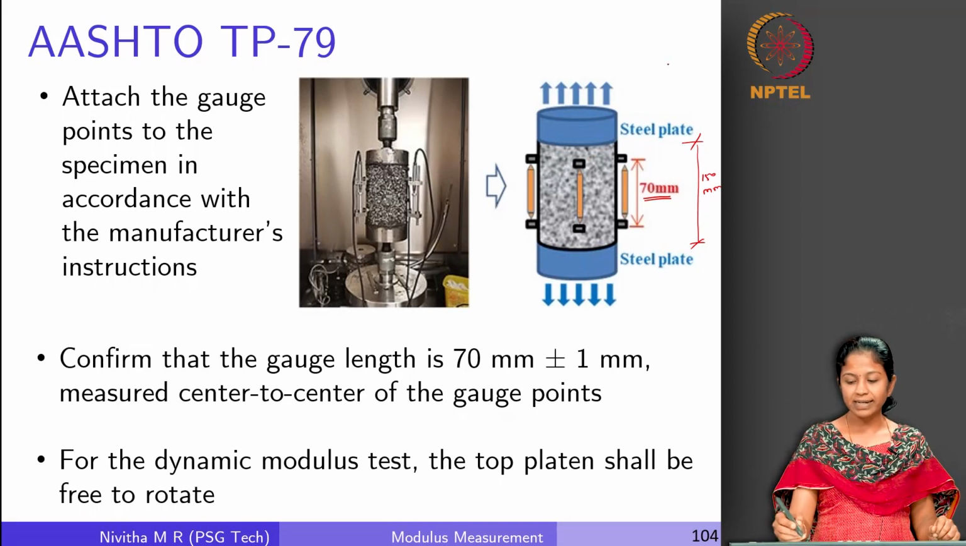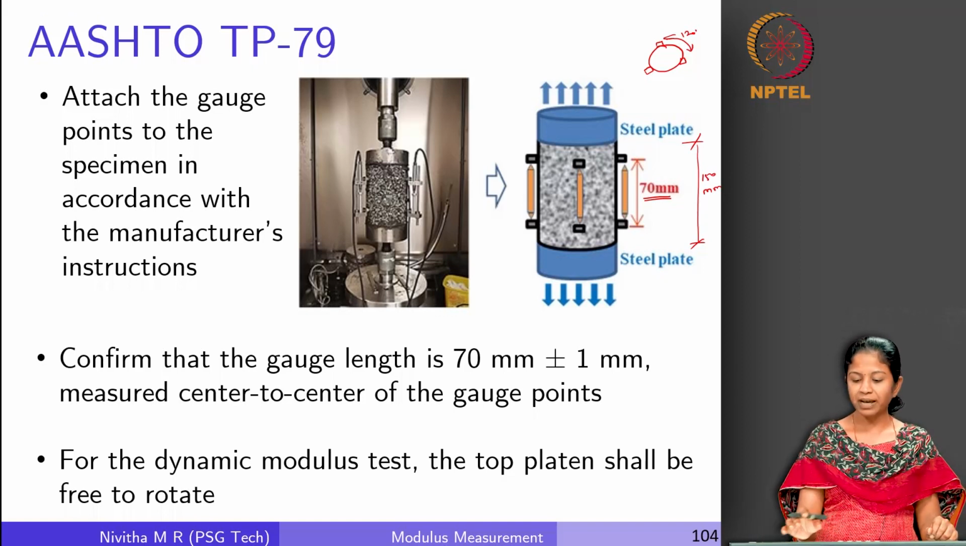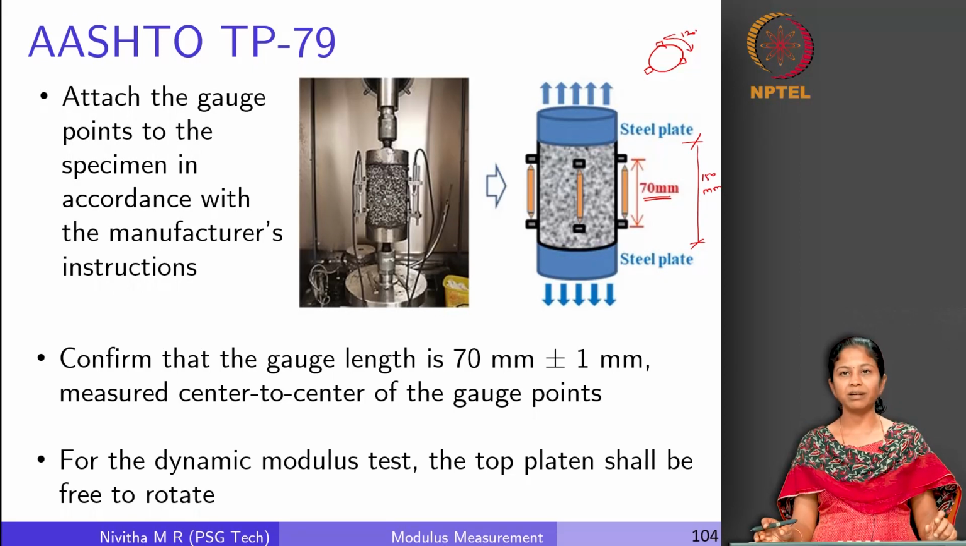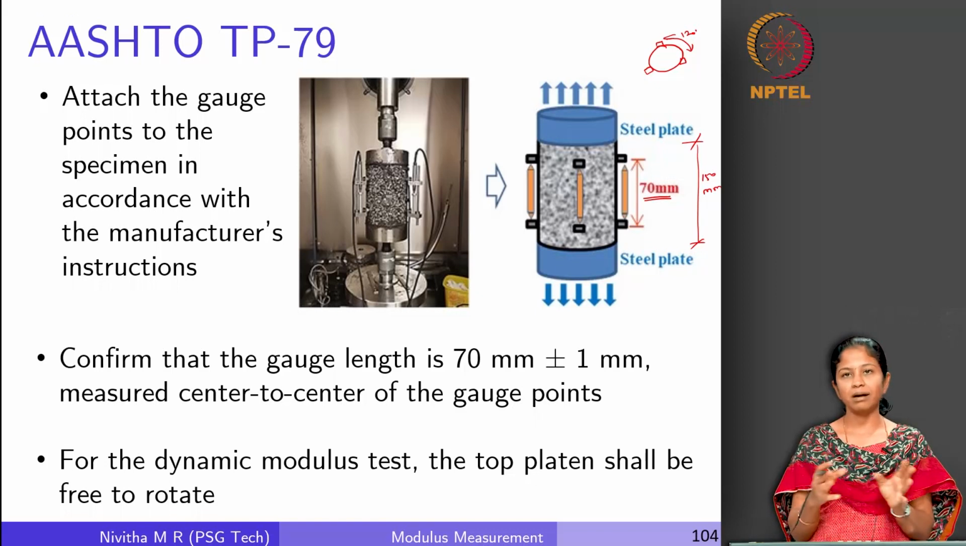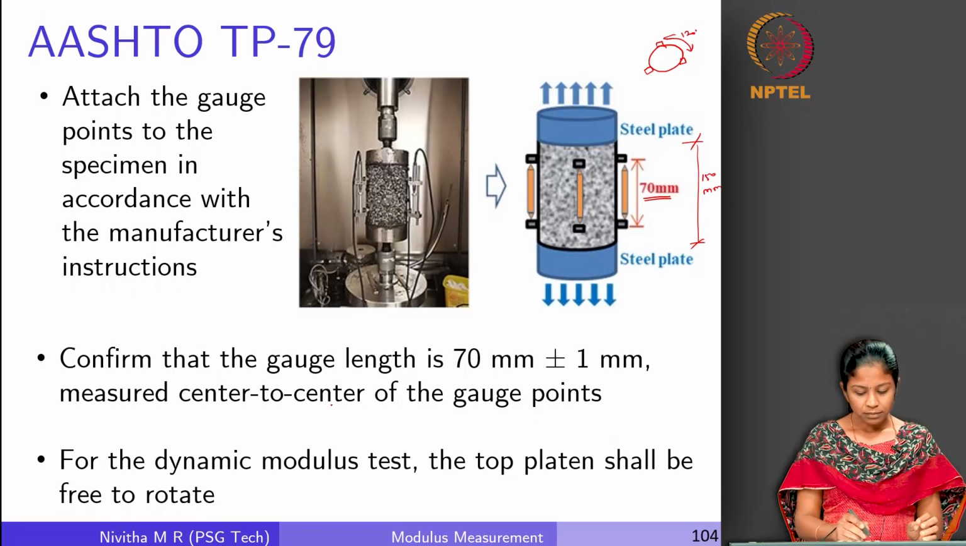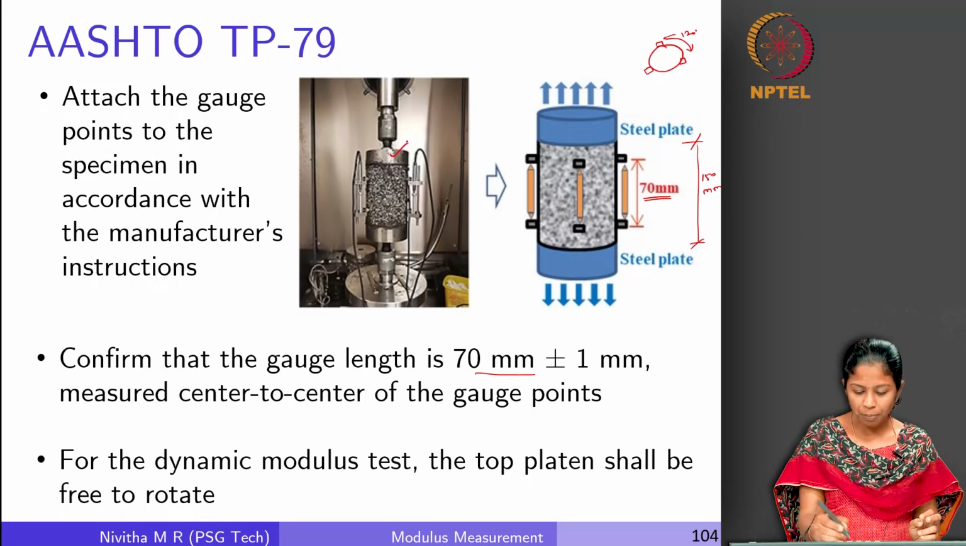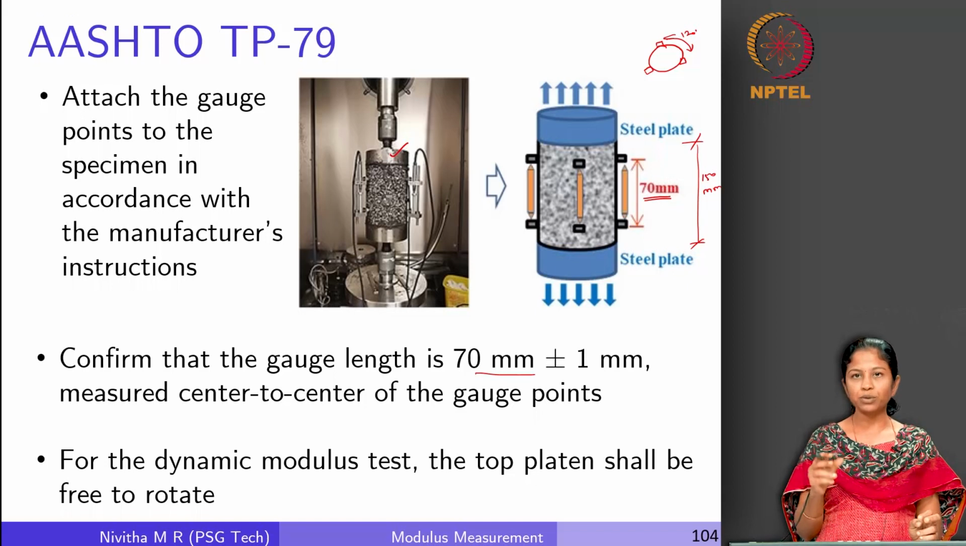We have 3 LVDTs. If you look at it, we have one LVDT positioned here, another one here, another one here, which are 120 degrees apart from each other. So we have 3 LVDTs over which we will measure the deformation. It is just to ensure that we have more results and minimize the variability which occurs between these results. So we confirm the gauge length, and for the dynamic modulus test, this top platen which is present here should be free to rotate.